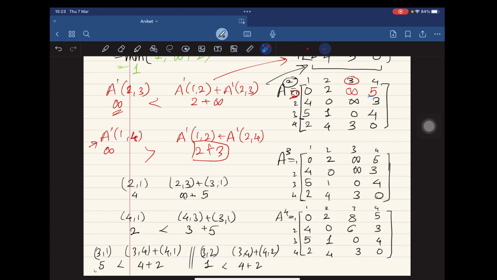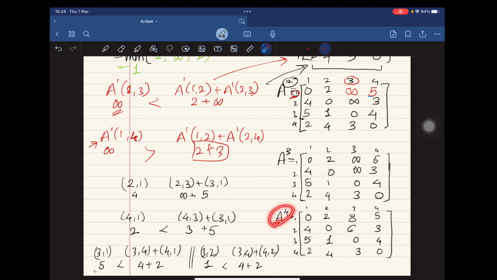Let's take that also again so that you understand it better. For 3 to 1, from the previous matrix it takes 5 units of distance, and through node 4, going from 3 to 4 takes 4 units, and going from 4 to 1 takes 2 units, which is 6, and the smaller is 5. That's why the answer is 5 over here. And that's how you create the final matrix over here.